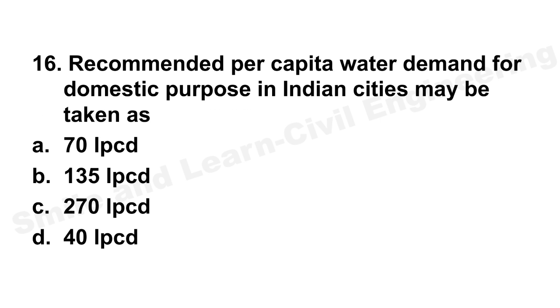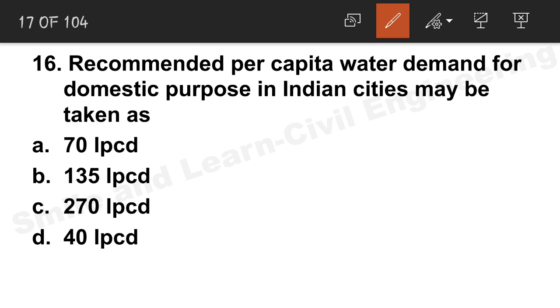Question number 16. Recommended per capita water demand for domestic purpose in Indian cities may be taken as. So, the correct answer is option B. Okay. Option B, we all know this. This is the most common question and it has to come since it is about PHE.